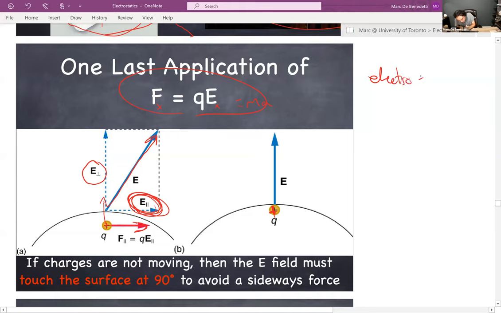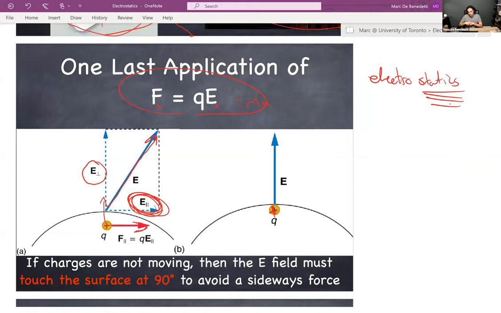So again, we have this notion of electrostatics. That's what the word static means in electrostatics. Statics means stationary, not moving. So when you have electrostatics, you have Faraday cages, you have no electric field inside of a chunk of metal, and you have E fields that bend and meet the conducting surface at 90 degrees. So we can deduce all of these cool things just from the equation F equals QE alone.